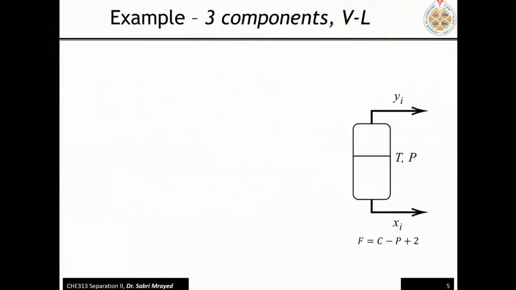Okay, so let's see this system. Let's try with this system now. How do we apply this one? We assume we have a 3 component system here. Now the degrees of freedom calculated based on the phase rule says you have to count the number of components minus the number of phases plus 2. So according to this, how many parameters do we have to specify here?